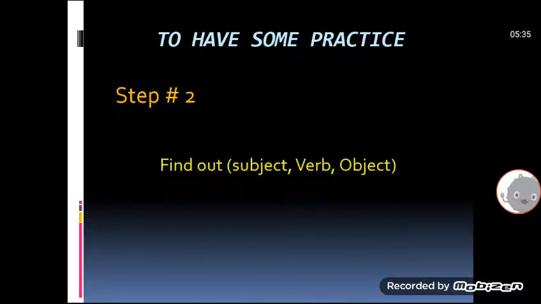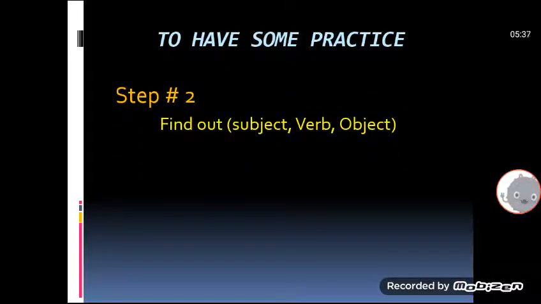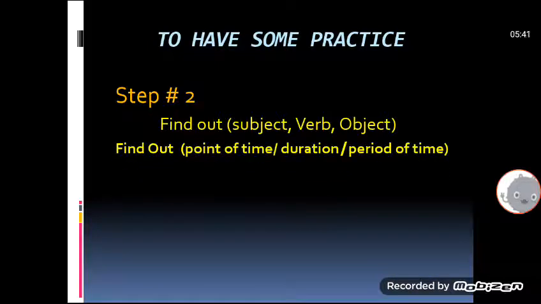Clear? Very good. Next, the second step is to find out subject, verb and object, as well as you have to find out period of time and point of time that we discussed in our last video. What is point of time and what is period of time? When a specific time is the starting point, that will be point of time and there we use since. And when there is a duration of time, that will be period of time, you have to use for with that. Clear?